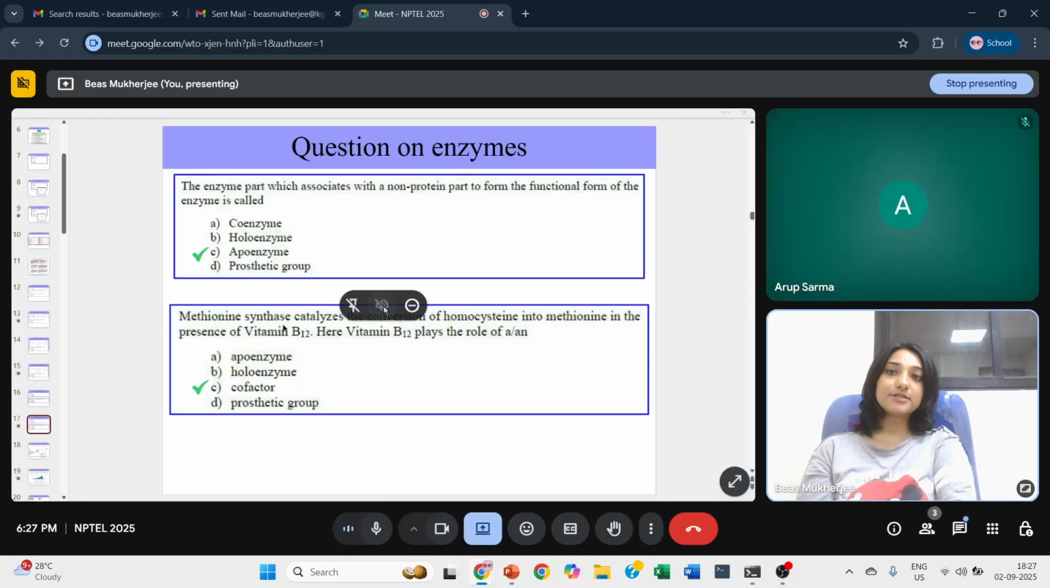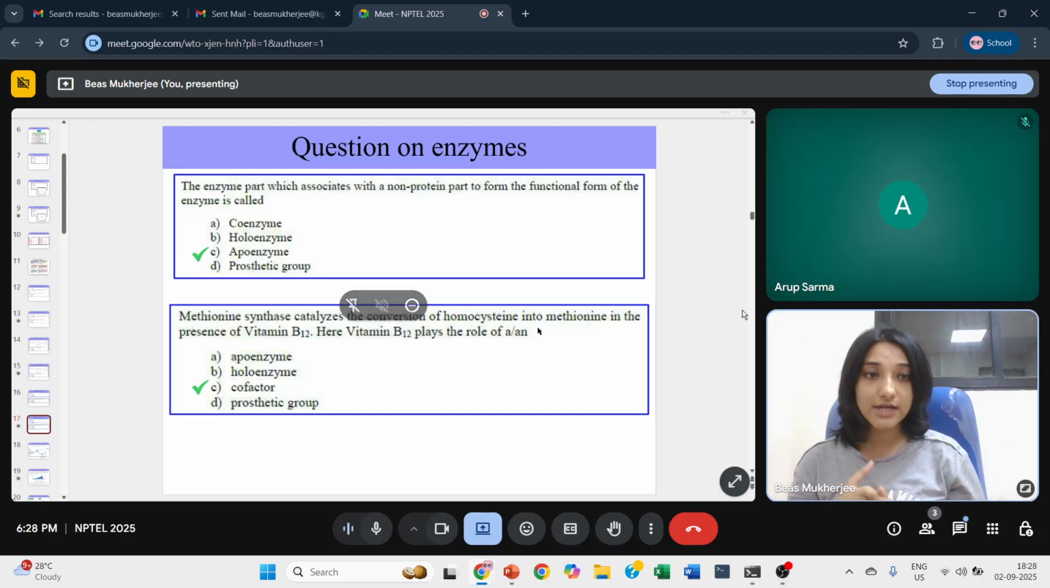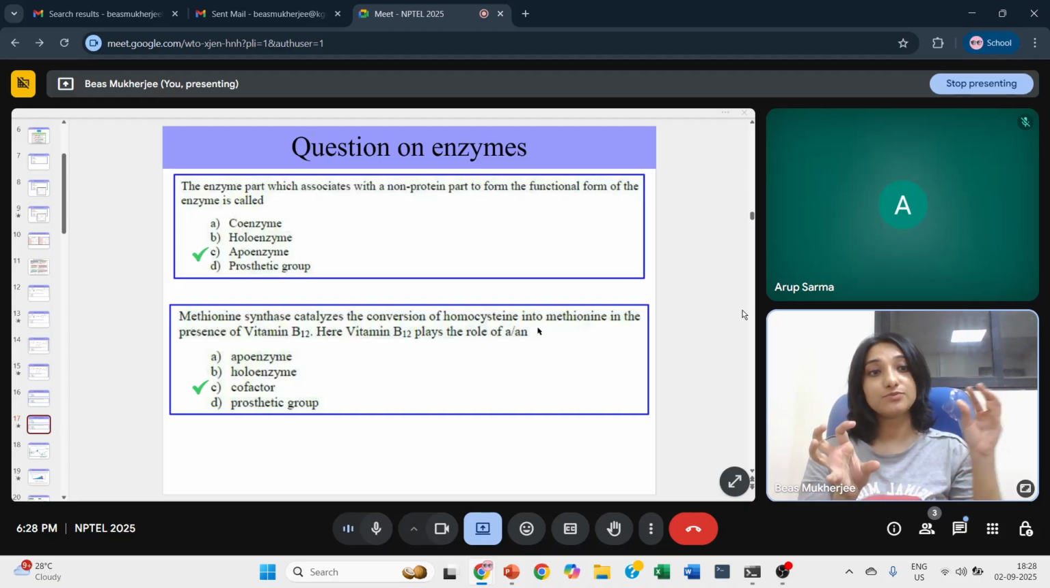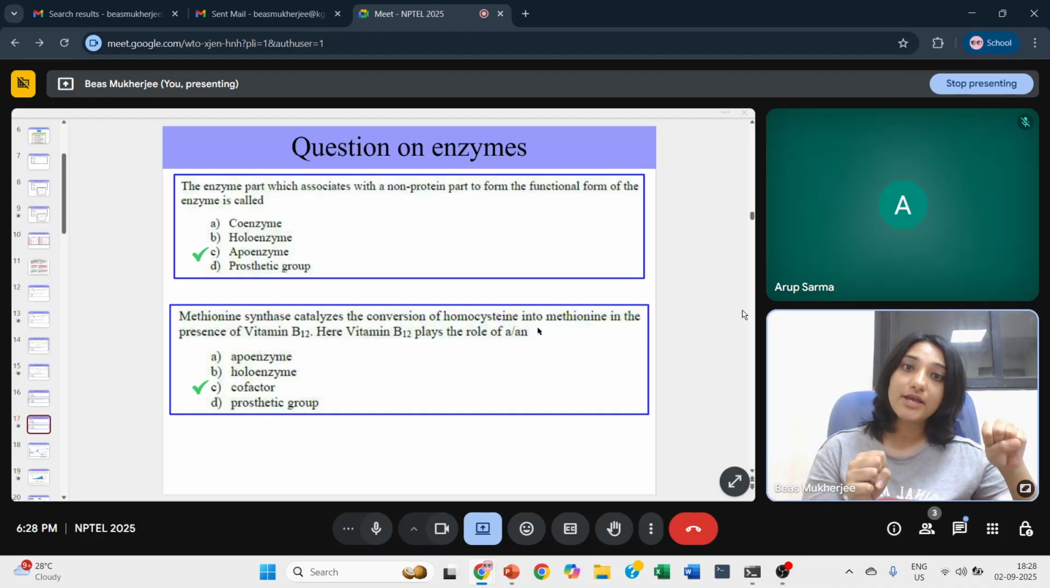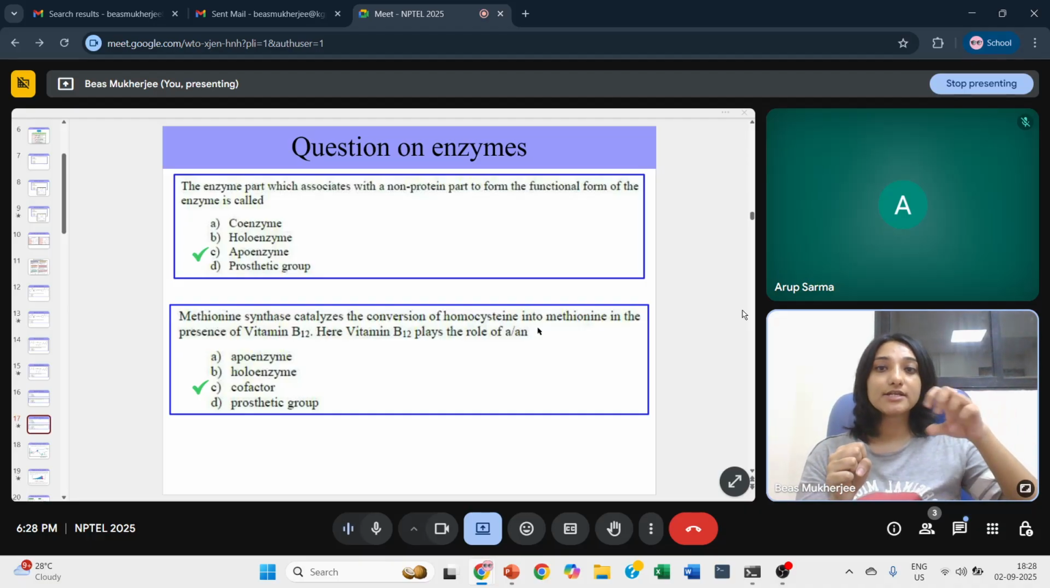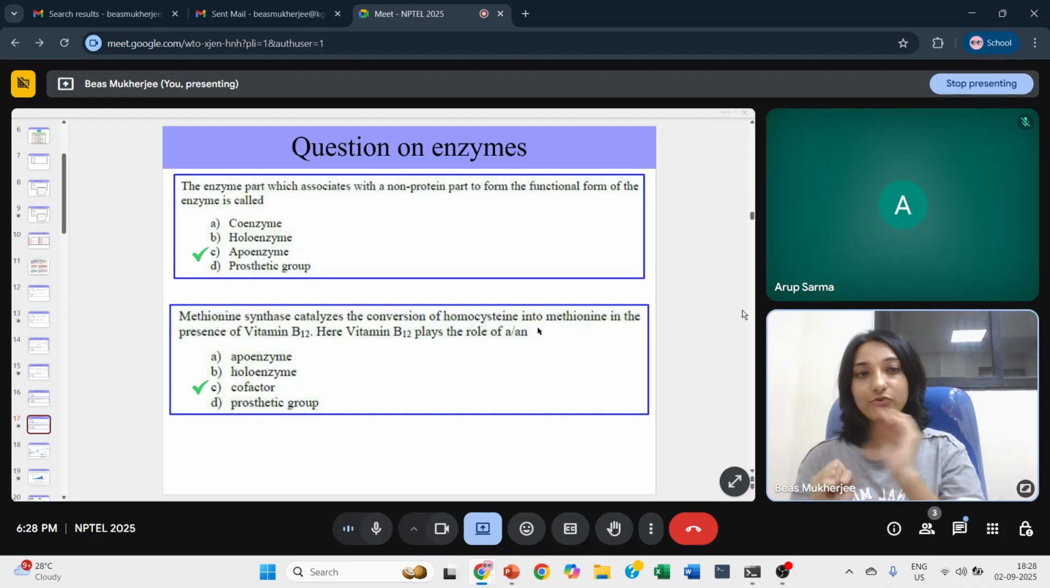the right answer for question number 1 is C, that is apoenzyme. So the protein part of the enzyme associates with the non-protein part. The non-protein part is your cofactor, right? It can be a cofactor, it can also be a coenzyme in this case, because it is not mentioned whether it is organic or inorganic, just non-protein, right?